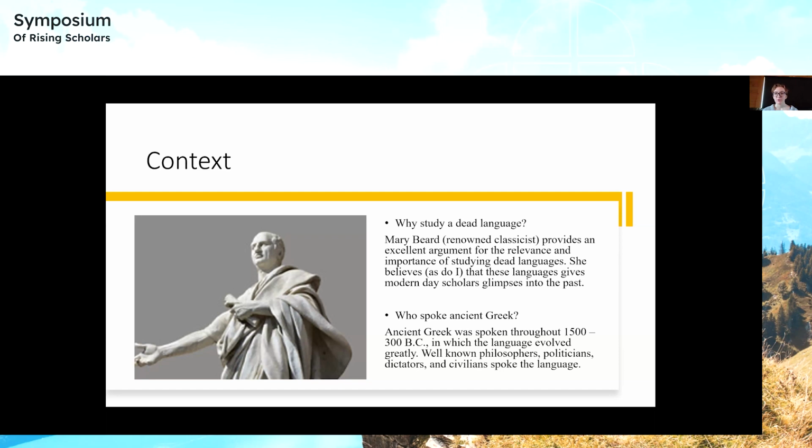And ancient Greek was spoken throughout 1500 to 300 BC, in which the language evolved greatly. Well known philosophers, politicians, dictators, and civilians spoke the language. However, only the wealthy and the nobility could read and write in ancient Greek.